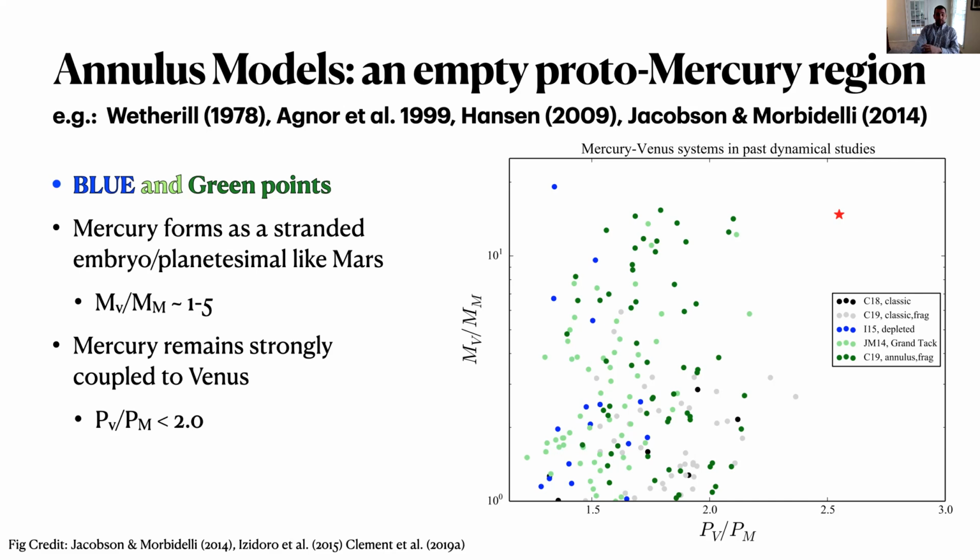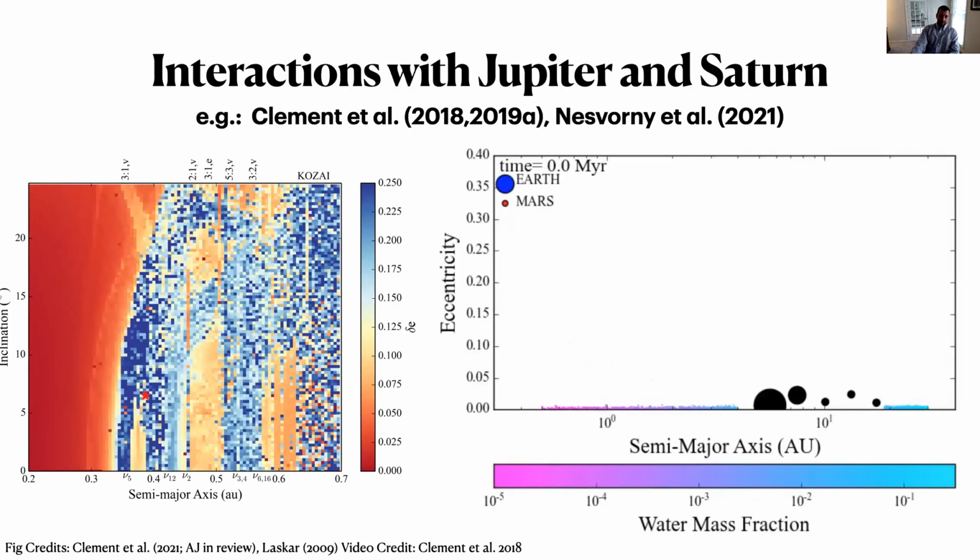And oftentimes, the most successful outcomes, for example, the blue point in the upper left corner of this plot, finish with the Mercury analog on a crossing or near crossing orbit with Venus that will eventually lead to a collision between the two planets in the next billion years or so.